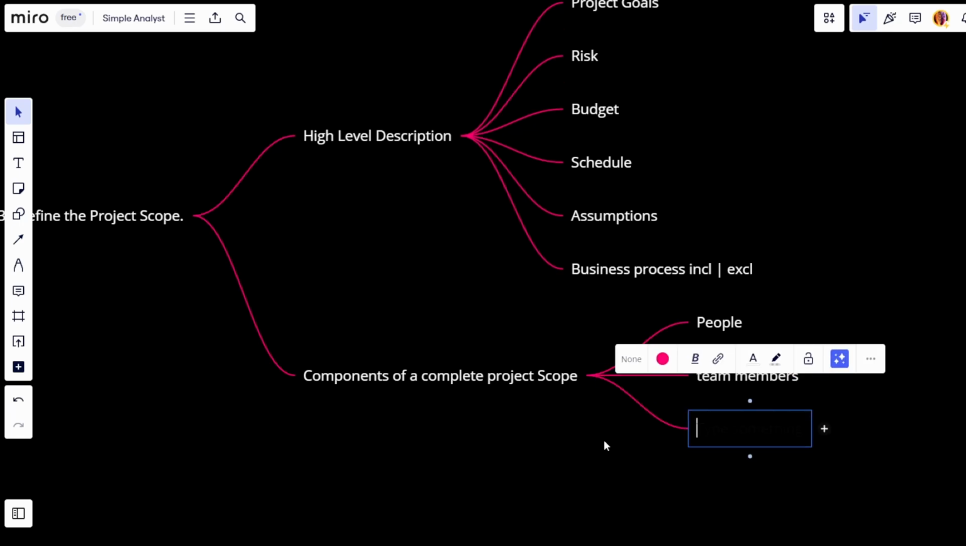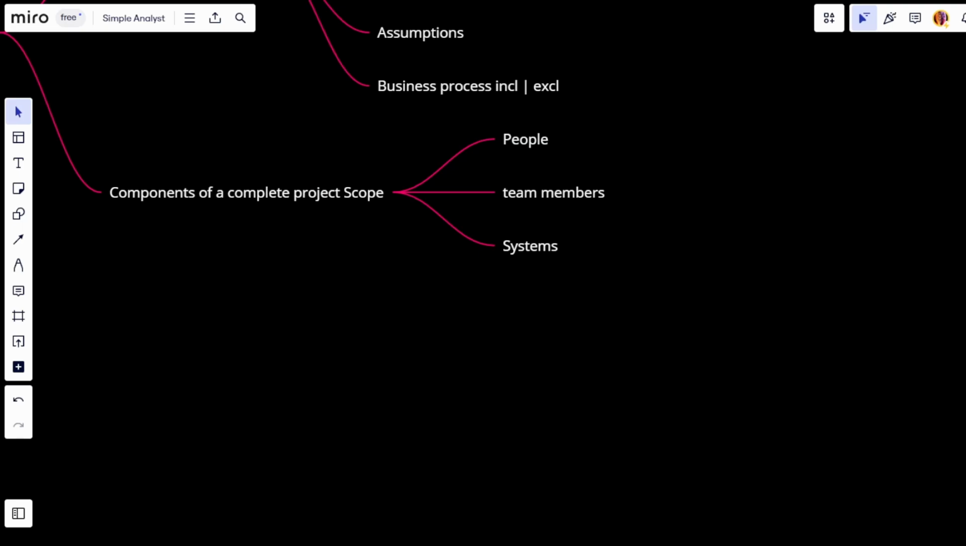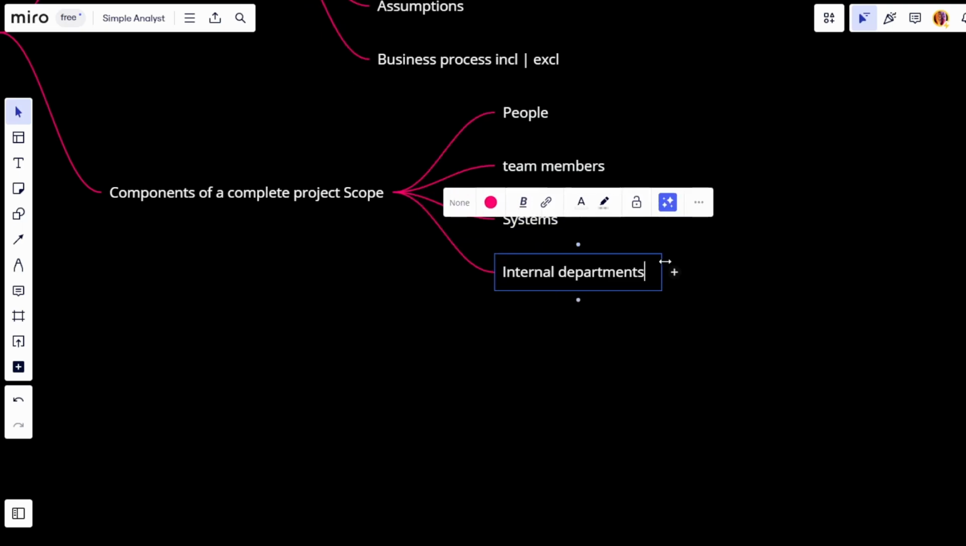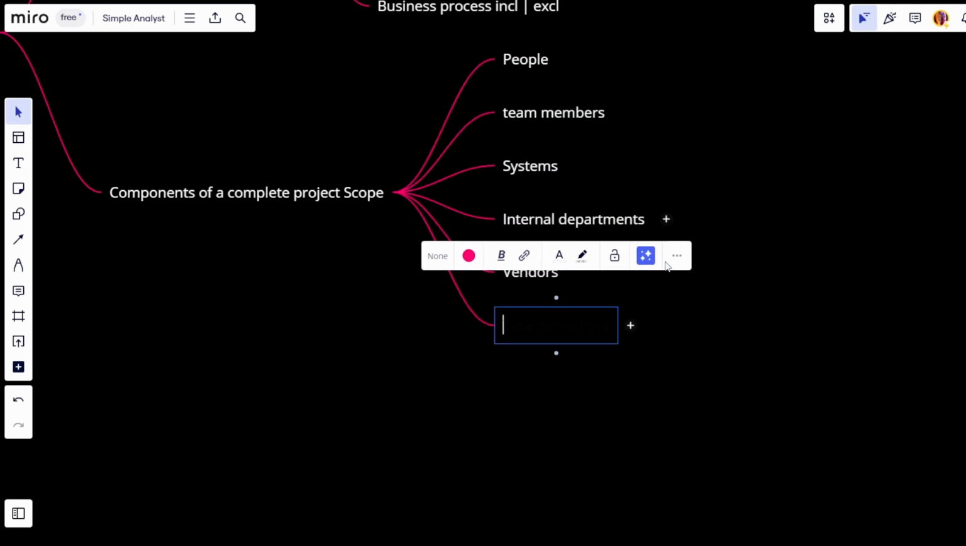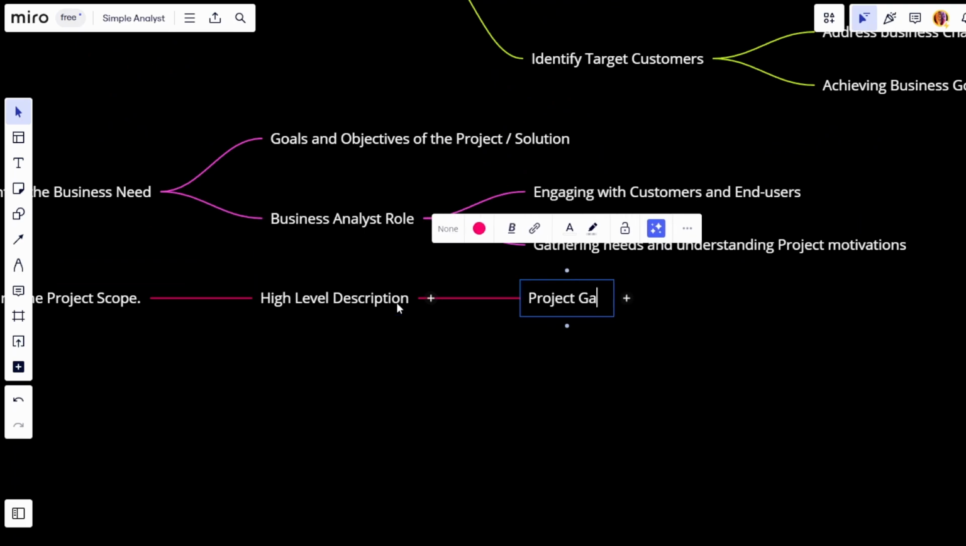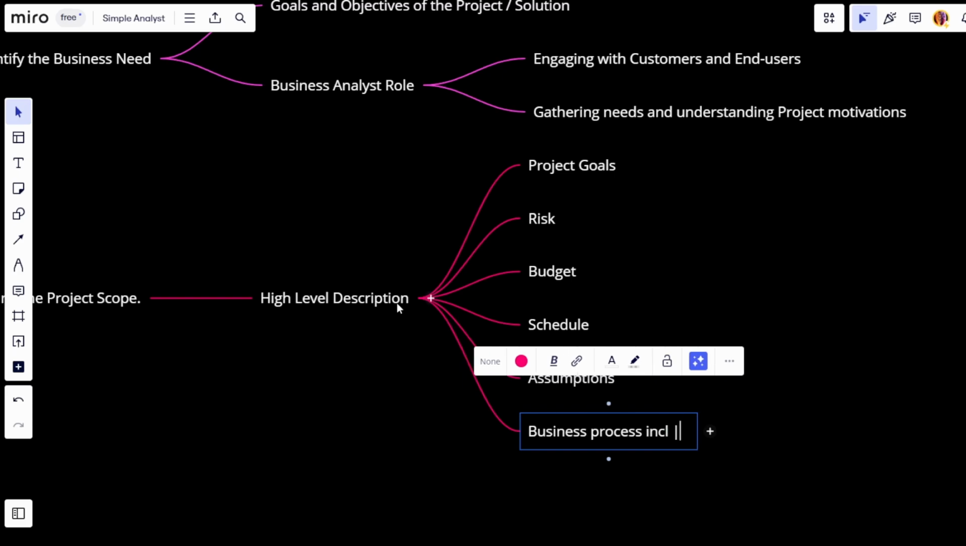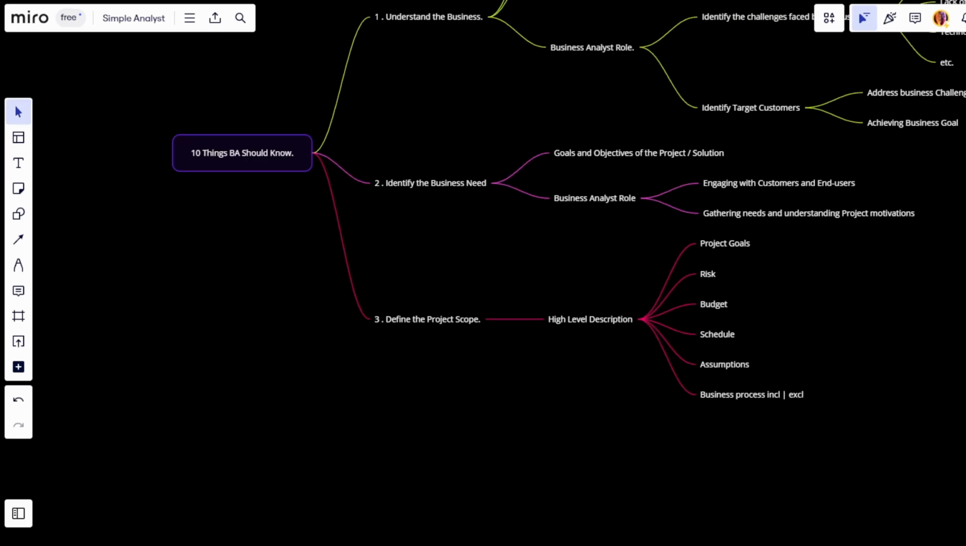And when we're talking about parties, we are talking about people, team members, the system, internal departments, the vendors, the customers. In addition to this, we always want to have a high-level description of the project, which involves the goals, the risks, the budgets, assumptions, the business processes that will be covered as part of the solution, as well as those ones that won't be covered as part of the solution itself.